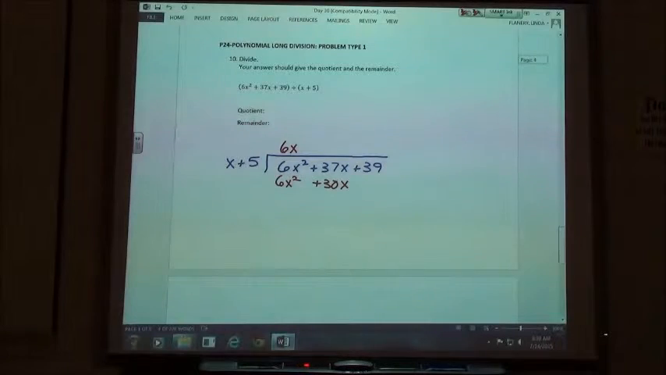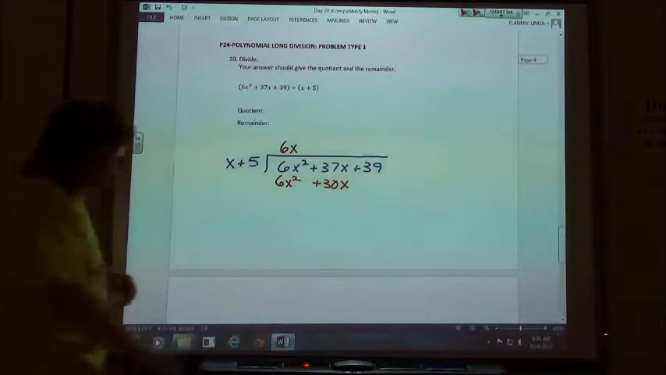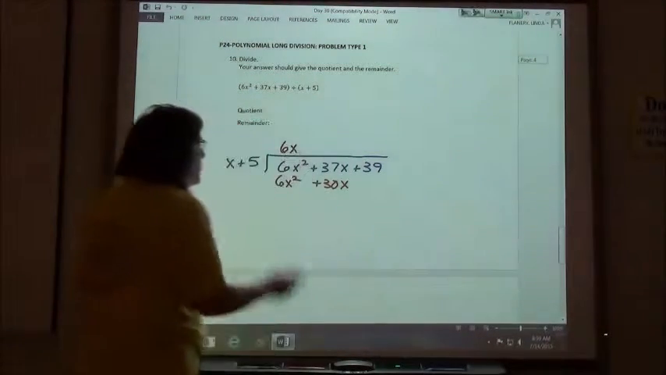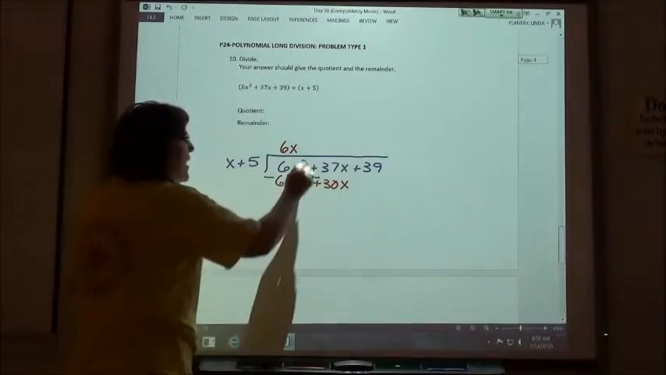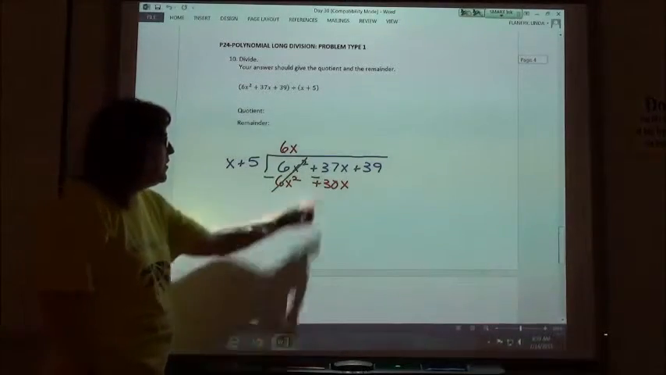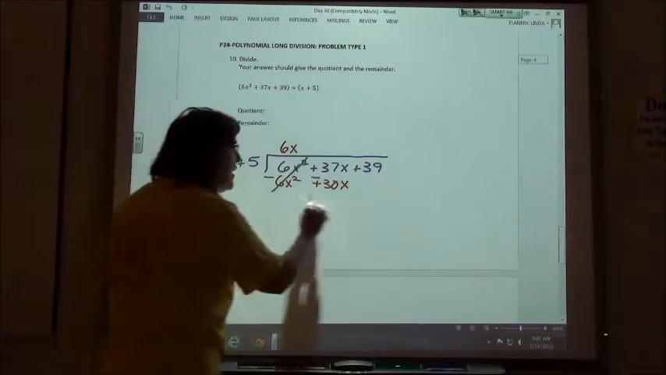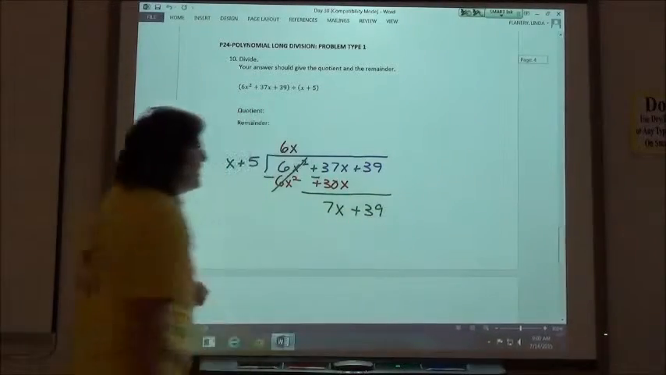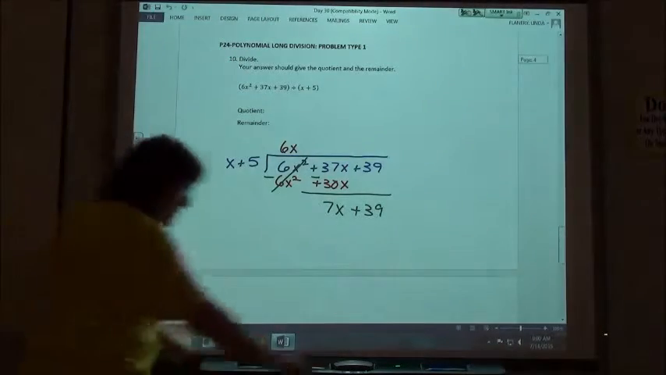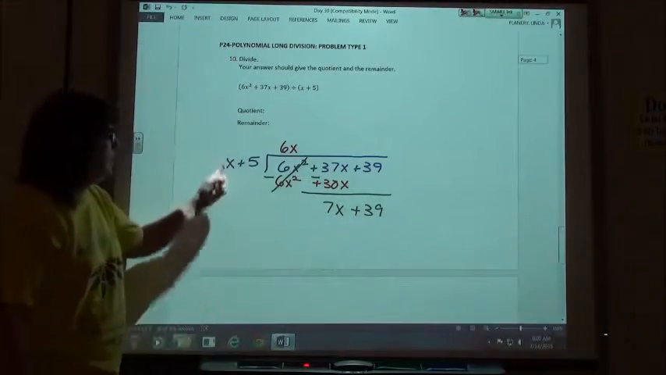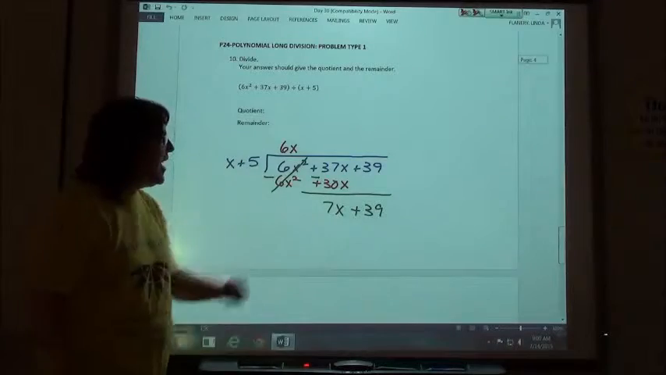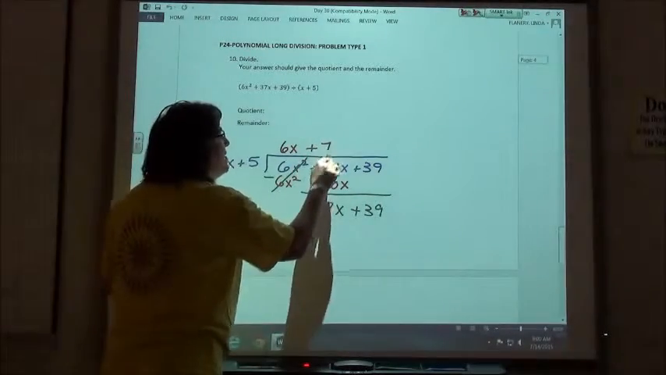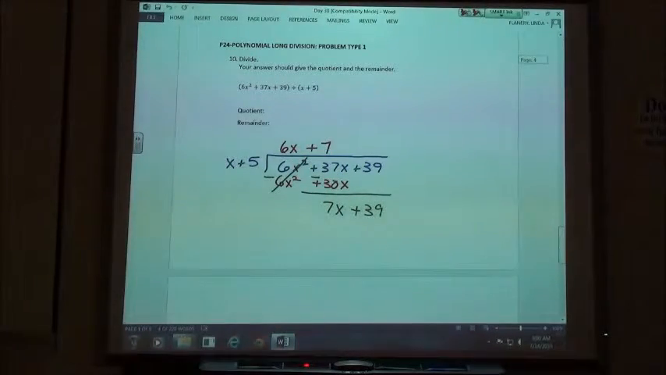Now what we're going to do is subtract, so I can cancel out that leading term. So this becomes negative, cancels that out. 37 minus 30 would give me 7x, and just bring down the plus 39 on the end. Then you're basically just going to repeat that. What times x gives me 7x? Well, I just need a positive 7, and since it's not my leading term, I need the plus sign there.